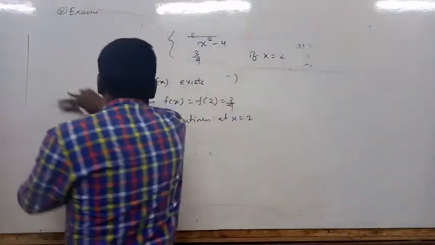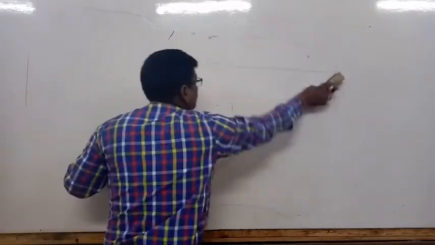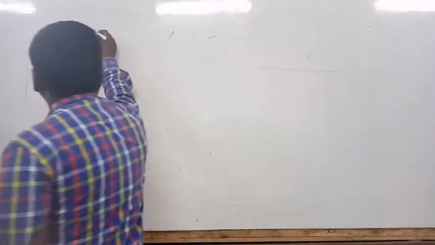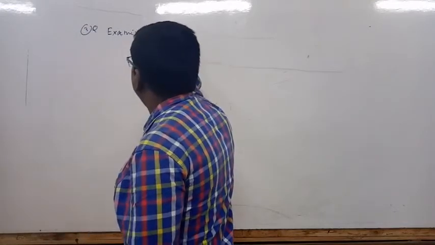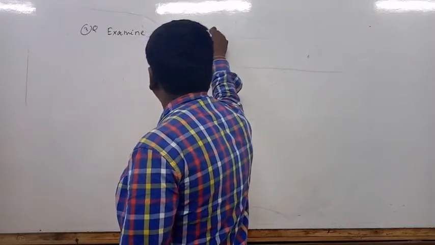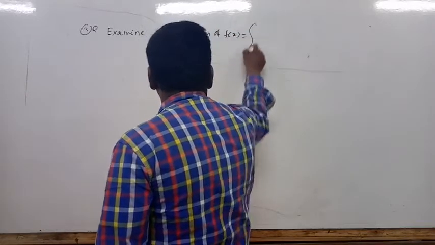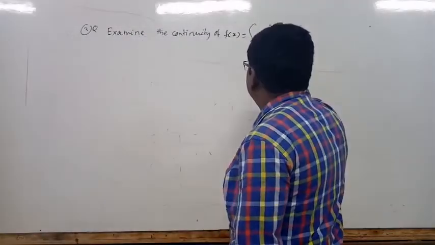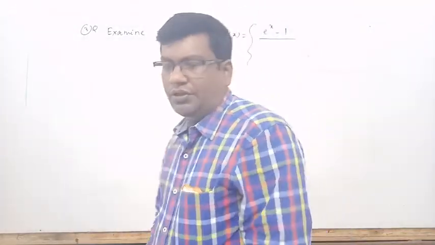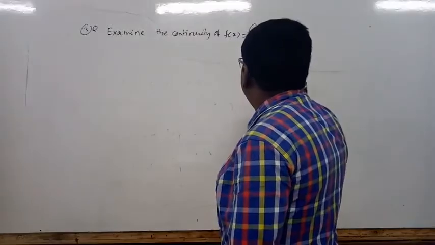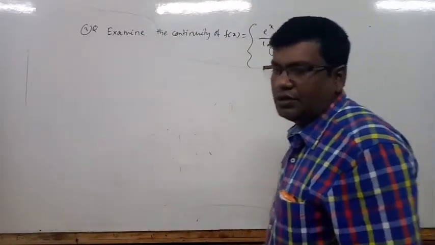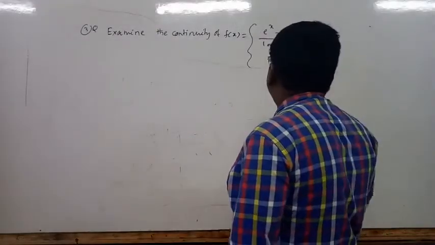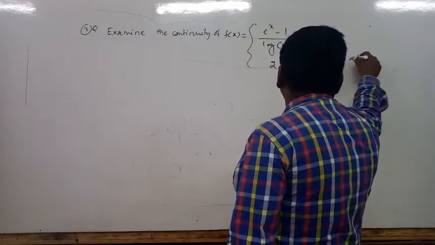Then another question. Examine the continuity of f of x is equal to e to x minus 1 divided by log of 1 plus 2x, if x not equal to 0, and this is equal to 2, if x is equal to 0.